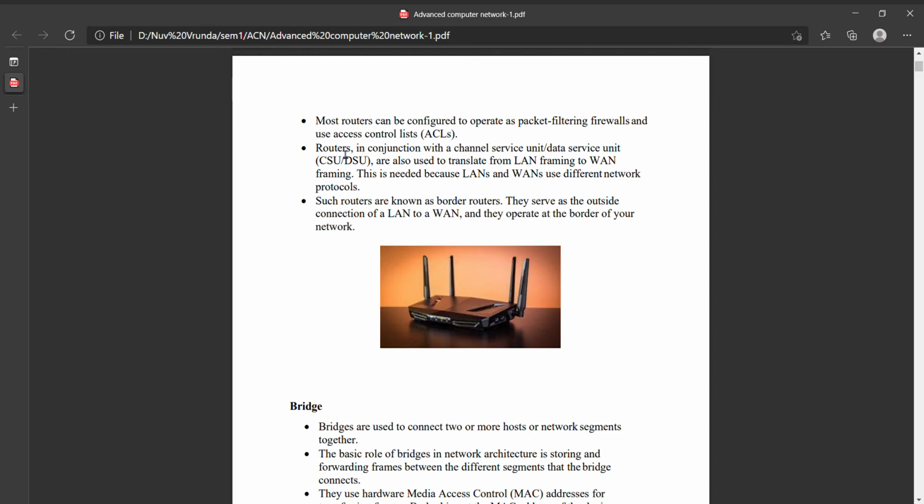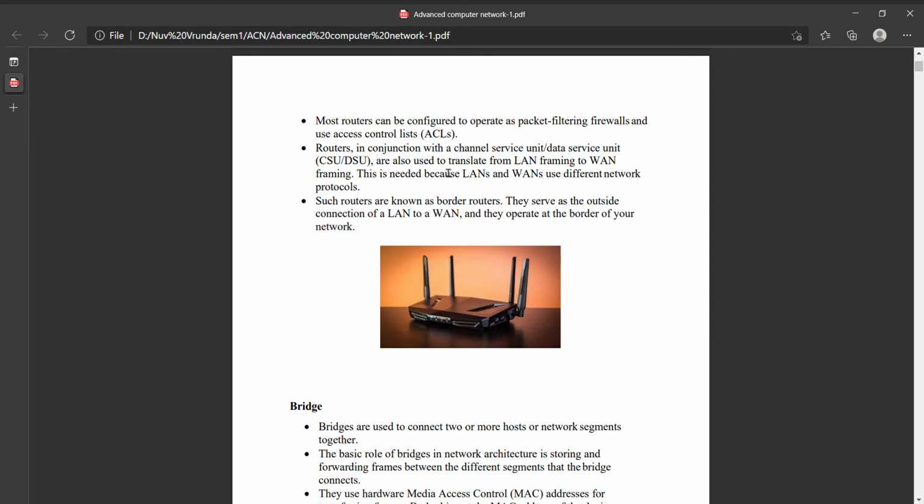Okay, routers in conjunction with a channel service unit, data service unit, are also used to translate from LAN framing to WAN framing. This is needed because LANs and WANs use different network protocols. As we know, local area network and wide area network are different, and personal area networks are also available.